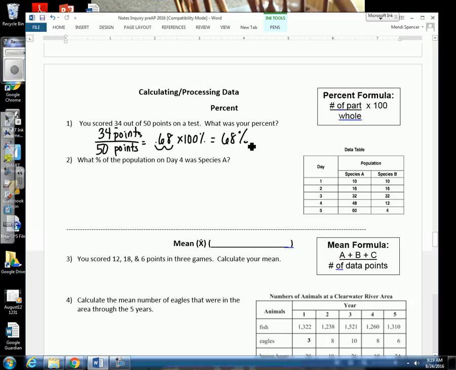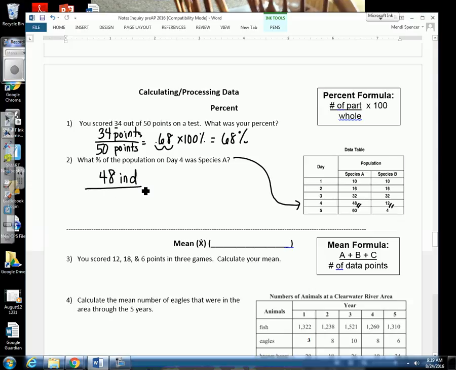Looking at number 2, let's analyze some data and calculate a percent. It says, what percent of the population on day 4 was species A? Looking at our table here, here's day 4. We can see we have species A, and there was 48 individuals. For species B, there was 12 individuals. Well, our part is going to be that population of species A. So our part is 48 individuals.